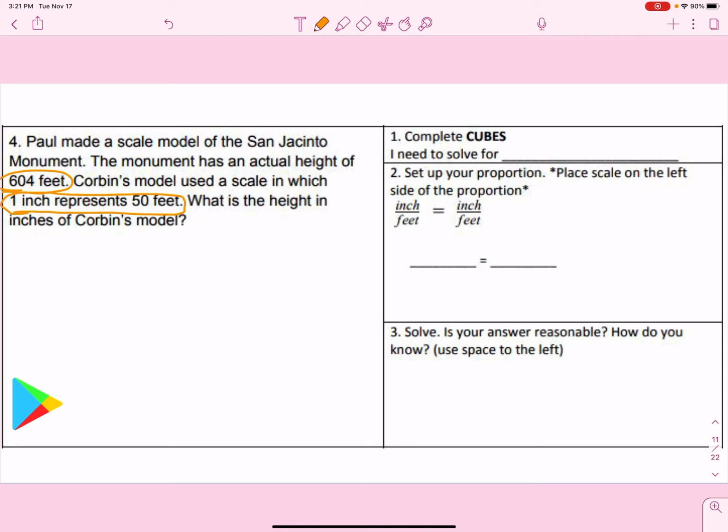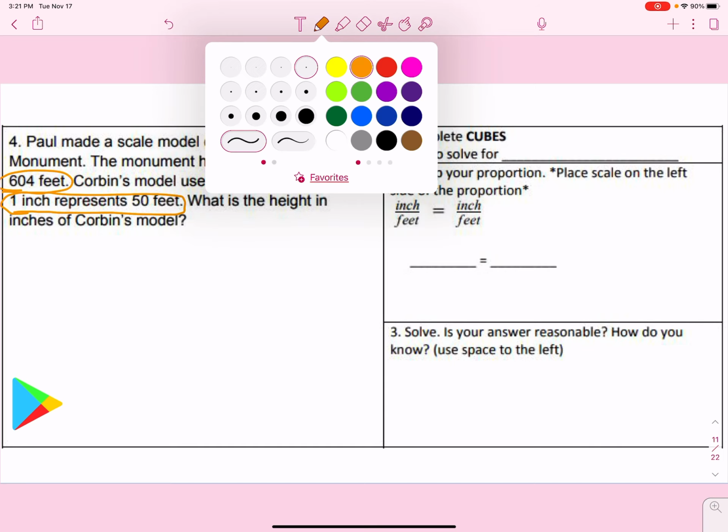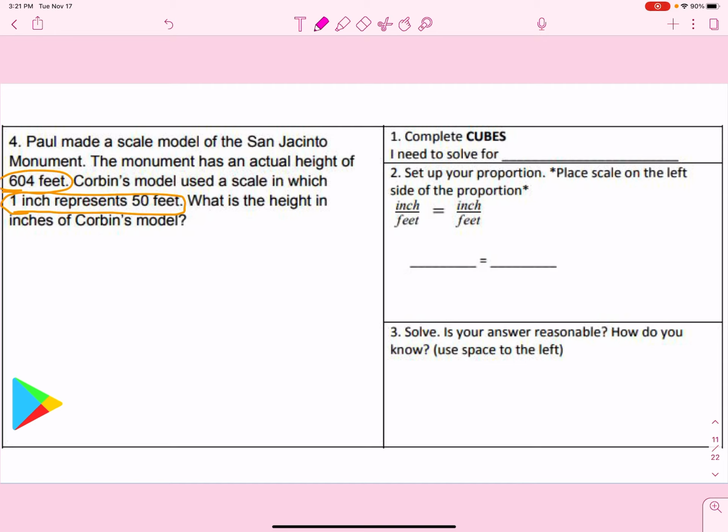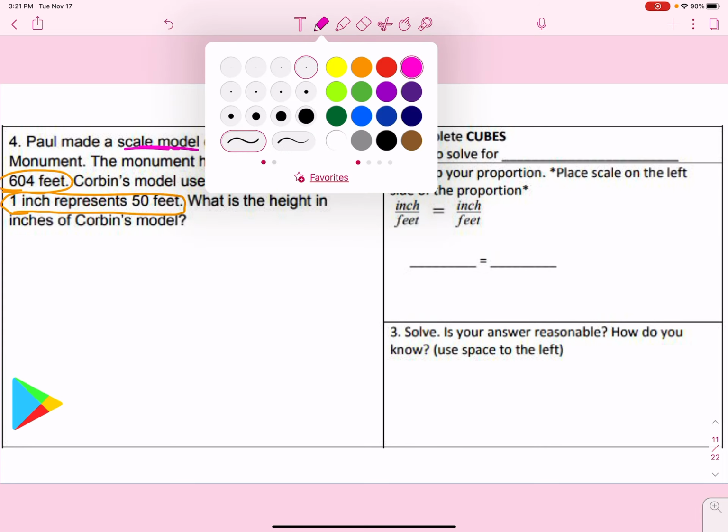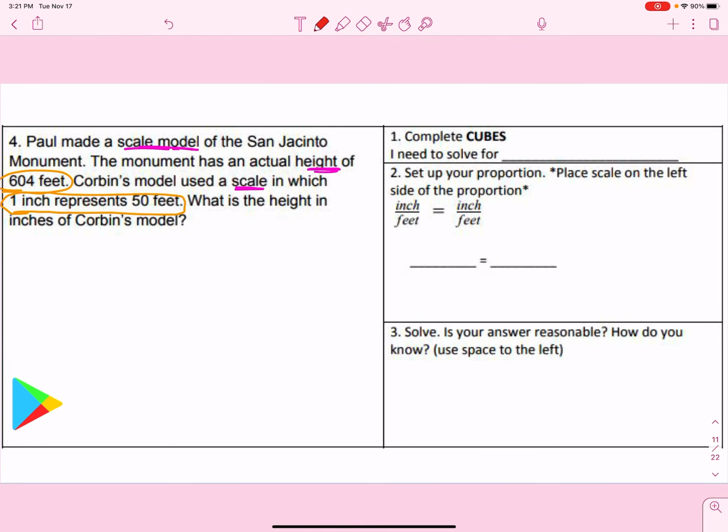So number one, let's go ahead and complete CUBES. I circled numbers as I was reading. U means underline key phrases. Scale model tells me something important. Height describes this number. Again, scale. And underline the question, circle, underline the question, box keywords. I got backwards there. But what is the height in inches of the model?